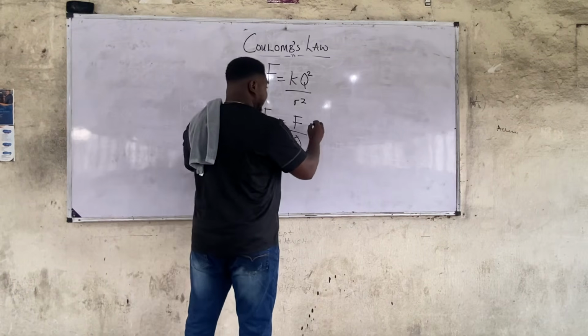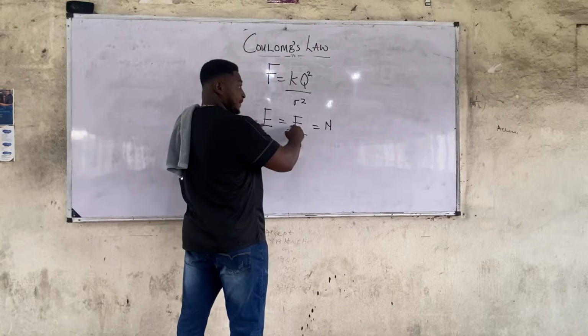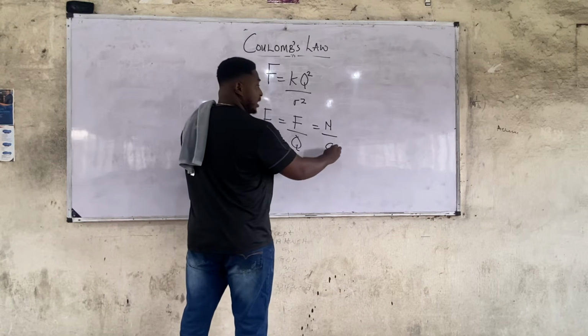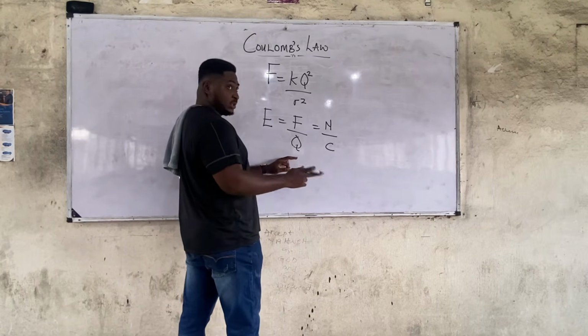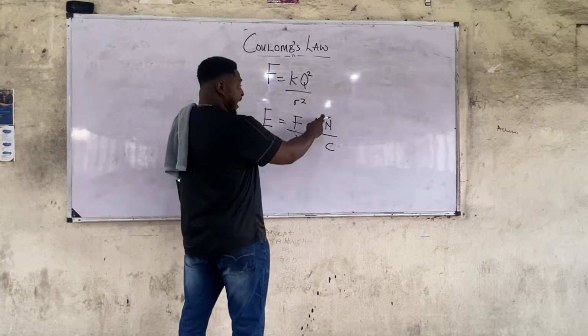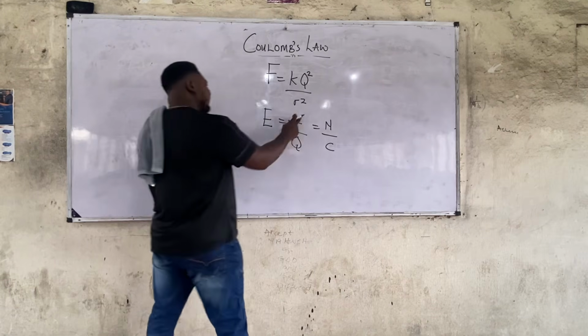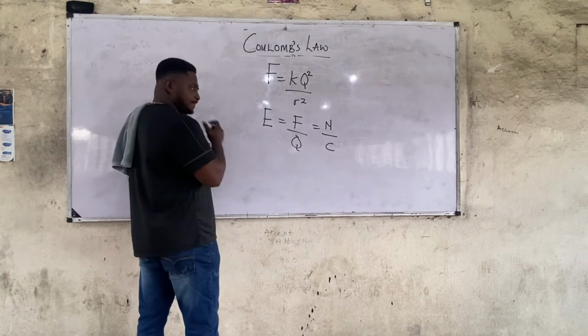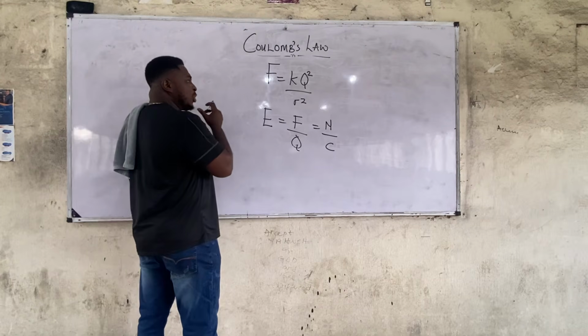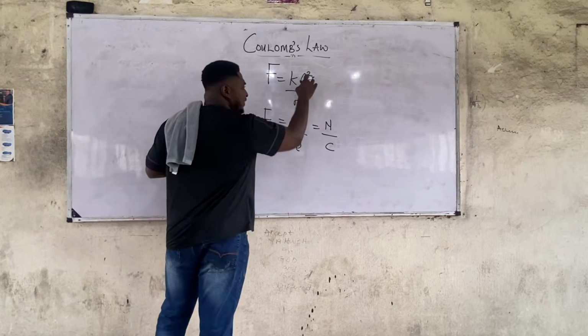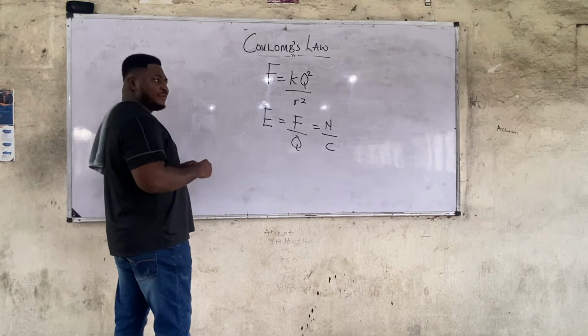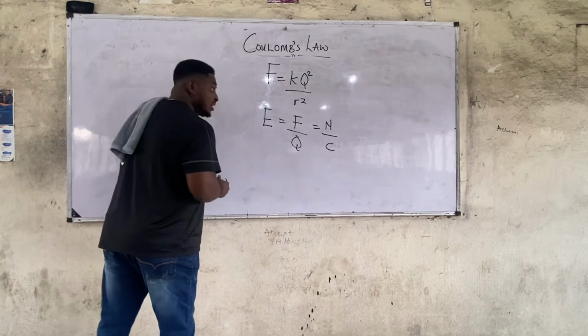Meaning that the unit for electric field must be Newton, since force is Newton, per Coulomb, the unit of quantity of charge. So the unit for electric field is Newton per Coulomb. But electric field is F over Q, right? And based on Coulomb's law, F is KQ square over R square.